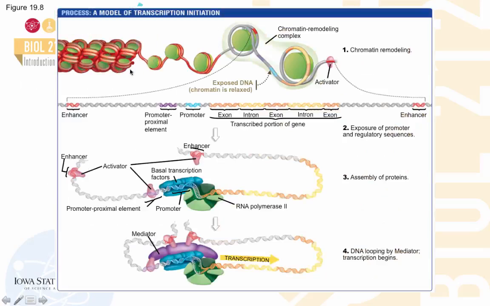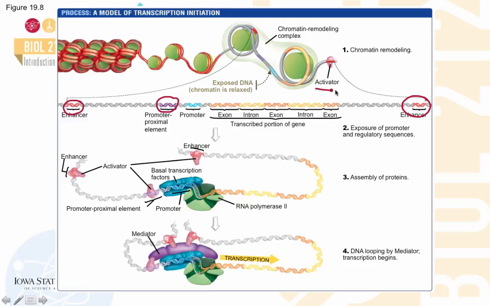DNA is initially tightly wrapped in its condensed form around histones. Note here that DNA is in a constant state of flux inside the nucleus, and sometimes parts of chromatin relax, allowing proteins to remodel chromatin and expose regions that aid in the start of transcription. These regions contain many of the regulatory sequences which we discussed earlier, including promoter proximal elements and enhancers.